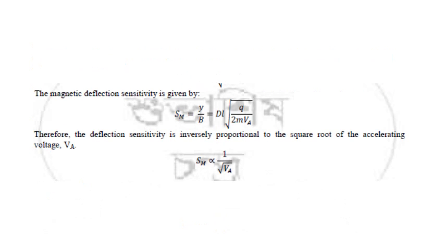We can also define the magnetic deflection sensitivity: deflection upon magnetic field. The deflection by a unit magnetic field is called magnetic deflection sensitivity, and this is equal to DL times the square root of q upon 2mV. The deflection sensitivity is inversely proportional to the square root of the accelerating voltage.